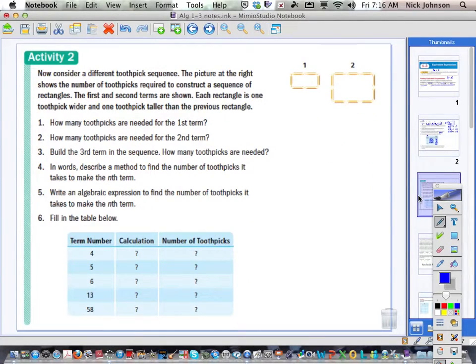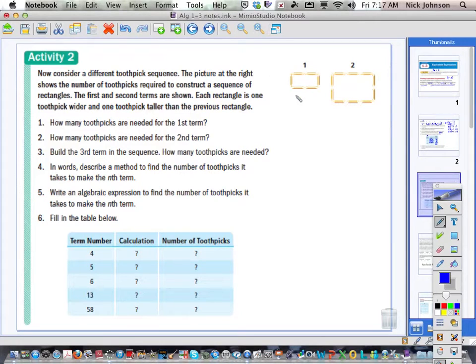Let's move on. Activity 2. It says, now consider a different toothpick sequence. The picture at the right shows the number of toothpicks required to construct a sequence of rectangles. The first and second terms are shown. Each rectangle is 1 toothpick wider and 1 toothpick taller than the previous rectangle.